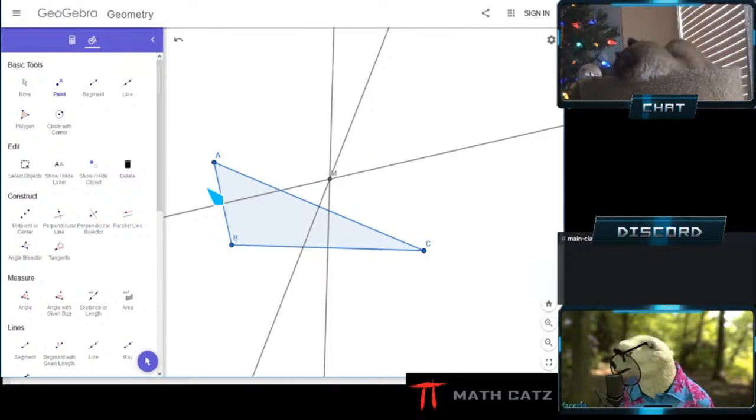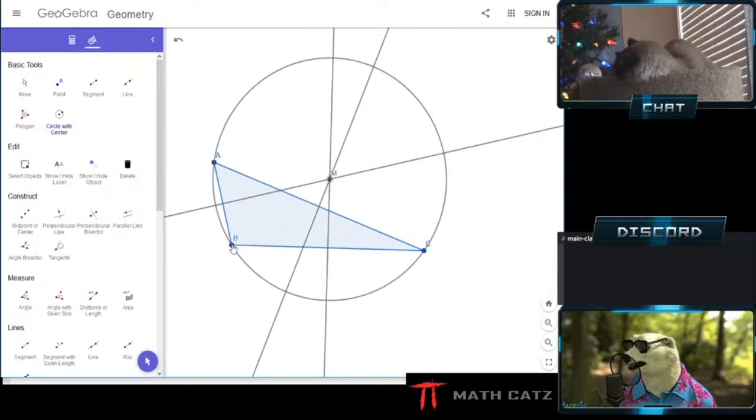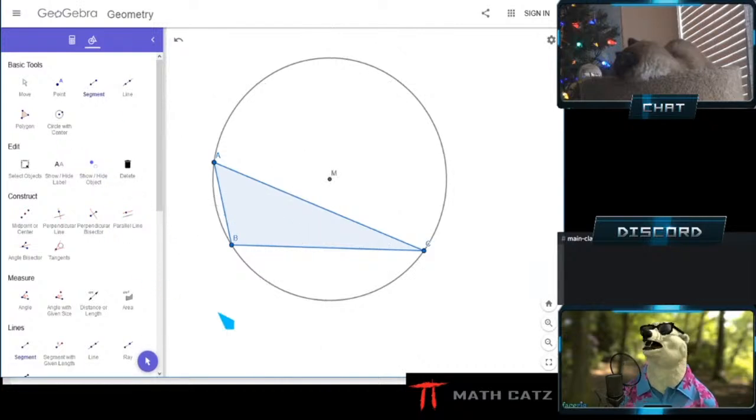Does it make sense to be outside? Yes, it does. Just because of the shape of the triangle. Circumcenter does not have to be inside. It can be outside. I drew a circle around the triangle with all the vertices sitting on the circle.